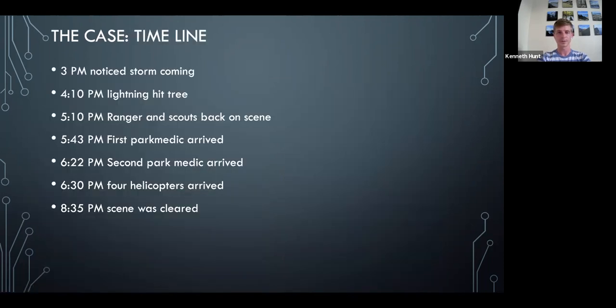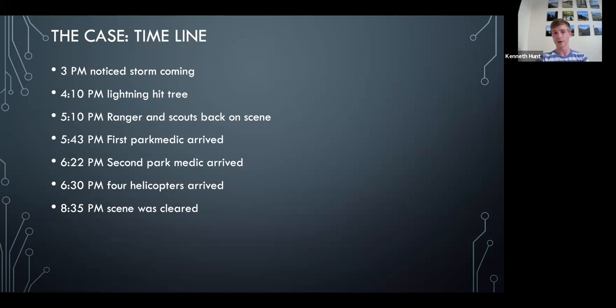All right, so this is kind of a crazy scenario. It seemed very hectic, so I kind of wanted to break it down into a little bit of a timeline before getting into other details. So at 3 p.m., they started to notice the storm. That's when they broke up into those groups. And then at 4:10 in the afternoon, that's when the lightning hit the tree.